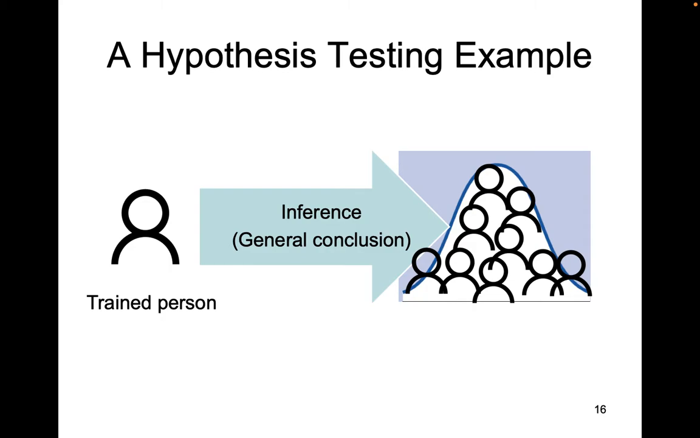The conclusion that the professor wants to make is ultimately meant to be about any student who could participate in the training. However, at the current time, the conclusion that the professor will be able to make will be based on the results of just studying this single student, this sample of this single trained student.